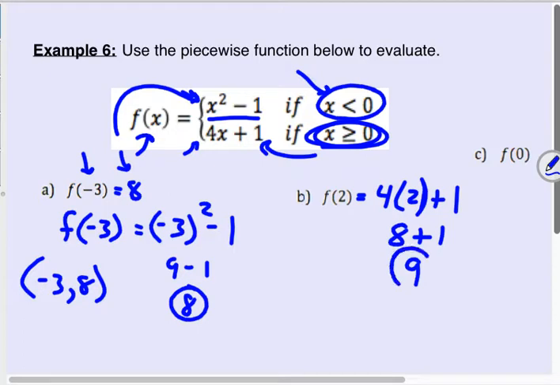Now you could just say, hey, the answer is 9. Or you could write it as an ordered pair: you input an x value of 2, f of x is your output, or y, so that's 2 comma 9. Okay?